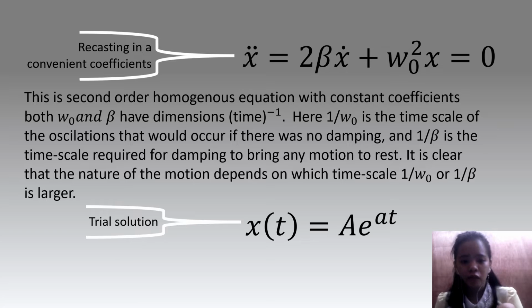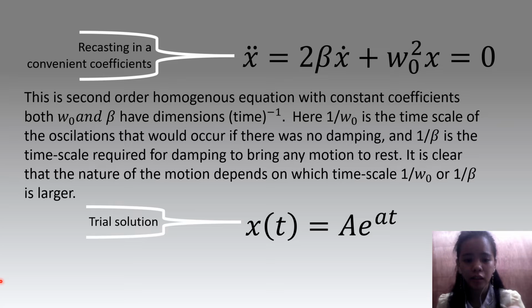By casting in a convenient coefficient, x'' = 2βx' + ω0²x = 0. This is a second order homogeneous equation with constant coefficients. Both ω0 and β have dimension of time to the power of negative 1. Here, 1/ω0 is the time scale of the oscillation that would occur if there is no damping, and 1/β is the time scale required for damping to bring any motion to rest.